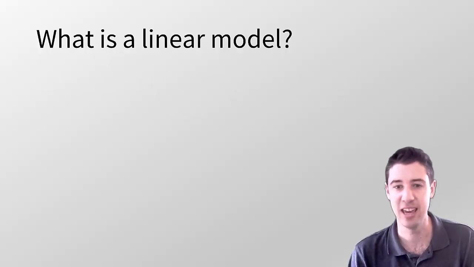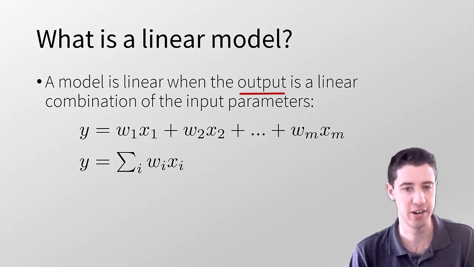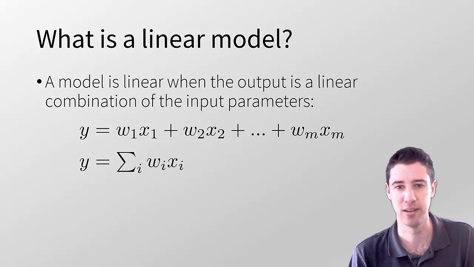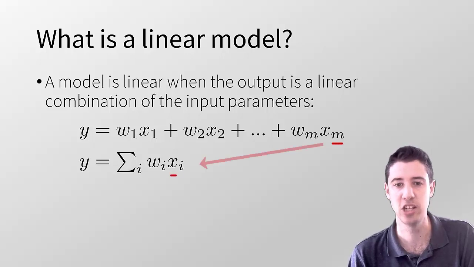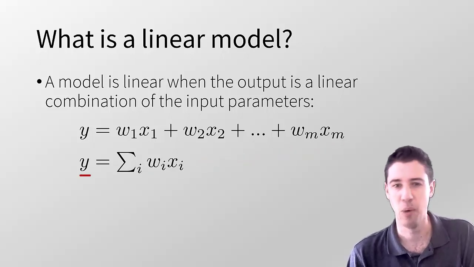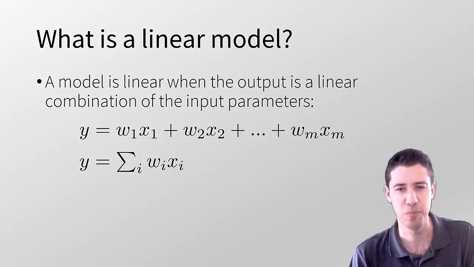But what exactly is a linear model? A linear model is one where the output is a linear combination of the input parameters. Or in other words, we can express the output as a weighted sum of the inputs. If we have m inputs, we can multiply each element of the input by its corresponding weight to get the output. While the output could be multidimensional, we will focus on the simple case where the output of the linear model is a scalar.